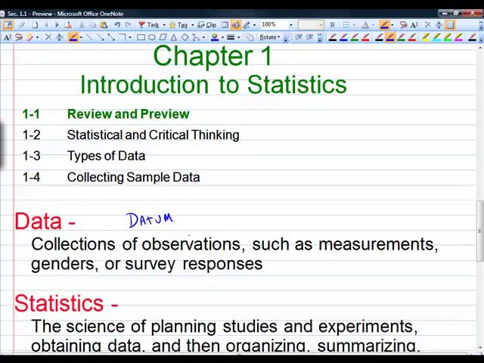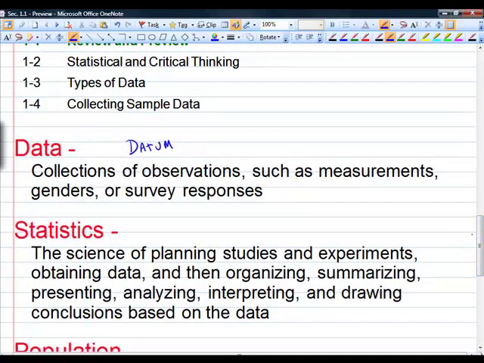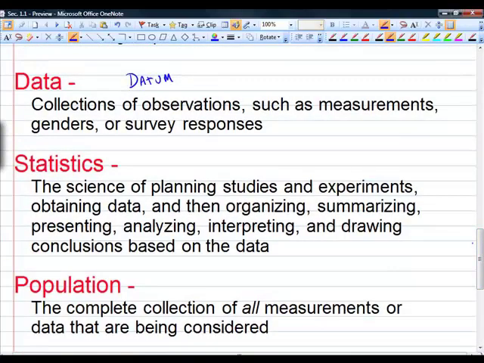The data are representing the sample, however, that particular datum is an outlier. Statistics, the science of planning studies and experiments, obtaining data, and then organizing and summarizing, presenting, analyzing, interpreting, and drawing conclusions based on that data, is called the science of statistics. We also use statistics in another way when we talk about a particular numerical value that comes from a sample. So we could have sample statistics that correspond or correlate to particular population parameters.